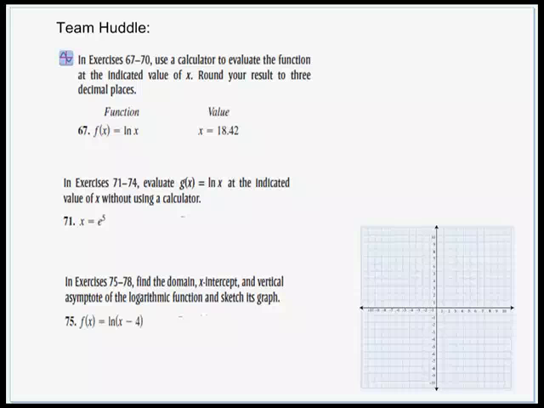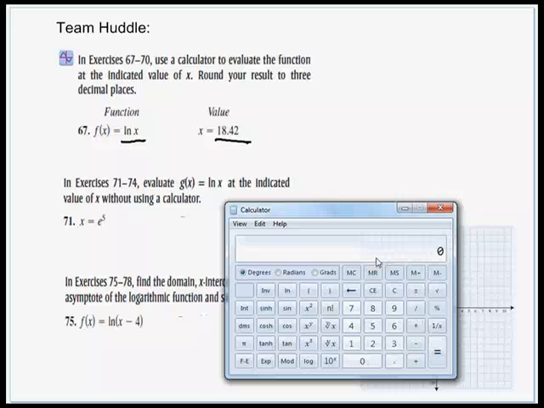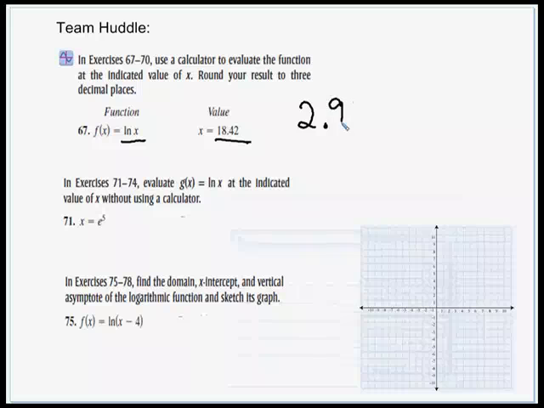Okay, let's see here in the first one. We're taking the ln of x when x is equal to this. So we want the ln of 18.42. I haven't tried this on my computer calculator yet. Okay, I got to put the number in first. So we need 18.42, and we want the ln of that, so here's our natural log button, and they want us to round to 3 spots, so 2.913.